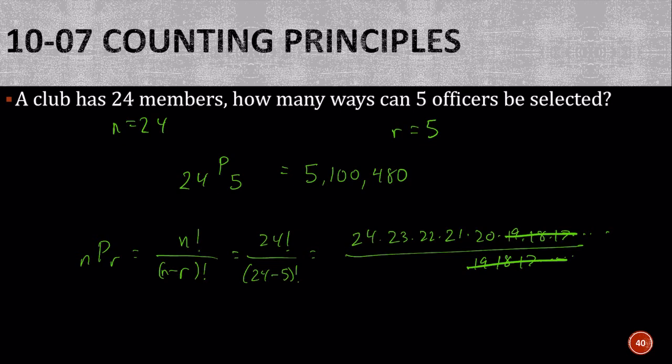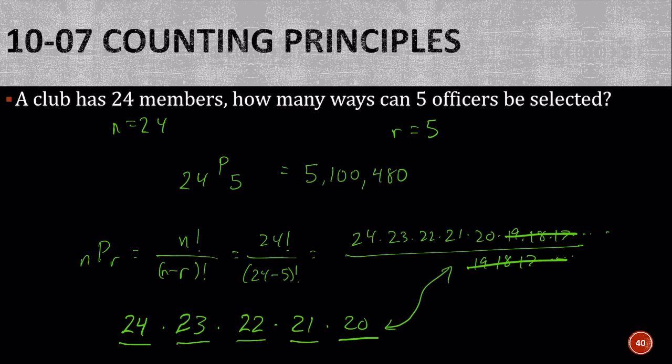Which, if we use the fundamental counting principle, how many choices for the first officer? 24. After that one has an office, how many are left for the next one? 23. After those 2 offices have been chosen, 22 people left for the next, and then 21 and 20. Notice they are the same thing.